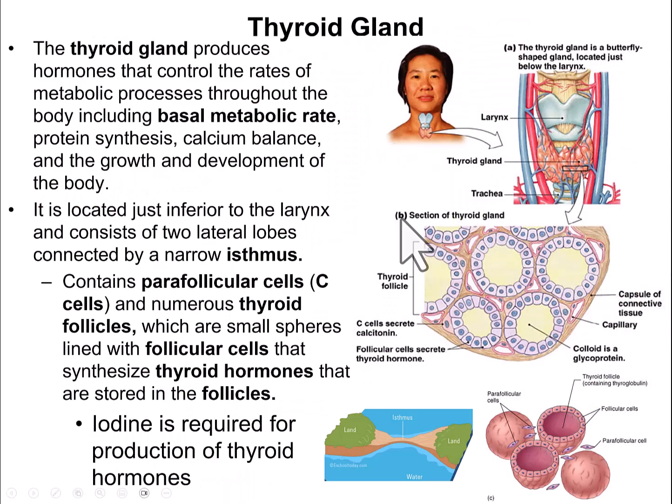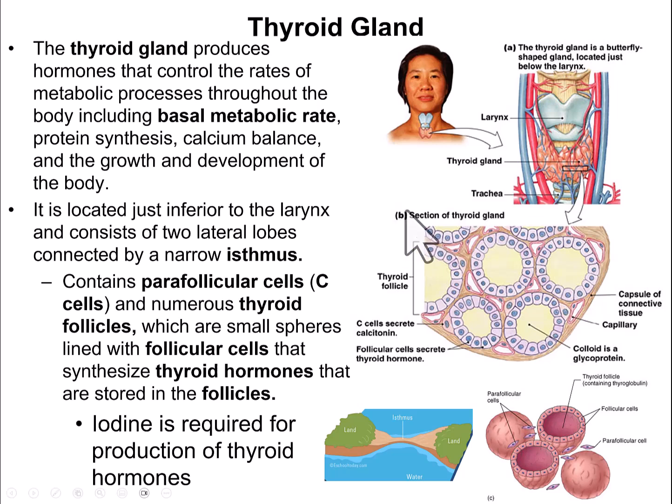And looking at the functions of the thyroid gland, you want to make sure you star this. Thyroid gland produces hormones that control the rates of metabolic processes throughout the body. And this includes your basal metabolic rate, or your BMR. The thyroid gland is heavily involved in protein synthesis and calcium balance. We're going to see that the thyroid gland, along with the parathyroid glands that are embedded in the posterior part of that thyroid gland, they're involved in regulating how much calcium you have in the blood and keeping it in homeostasis. Thyroid gland is also very important in the growth and the development of the body.